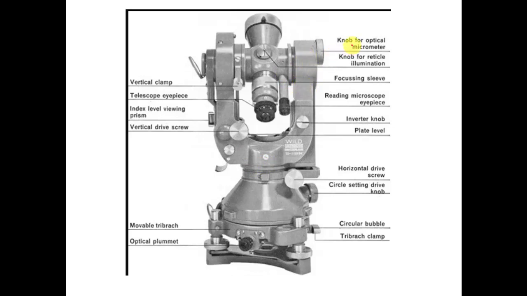For vertical measurement we have a micrometer. Okay, so this type of theodolite is known as a micrometer theodolite. From here you will take your reading, and from here the light source will enter the theodolite. Okay, we also have an optical plummet. If you look through this plummet, you will see the center of this theodolite on your ground.